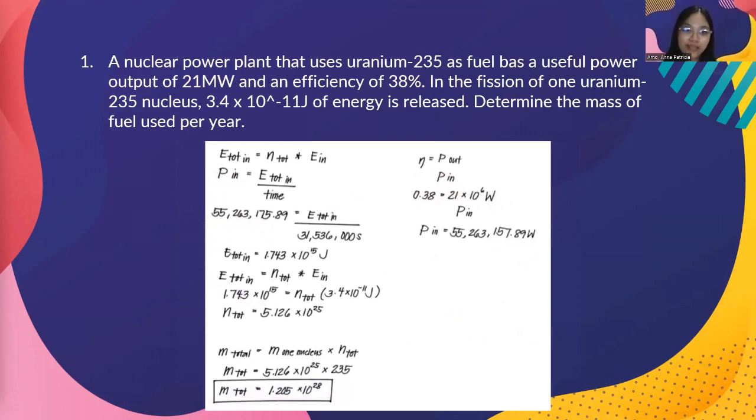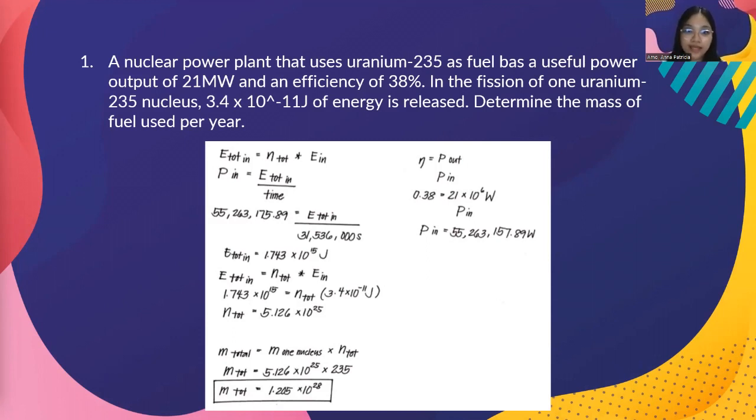Okay, so in order to find our total nuclei, the formula that we would be using is E total in is equal to the total number of nuclei times our E in. So our E in, that is our 3.4 times 10 to the negative 11 joules of energy. So we don't have our total number of nuclei, and we also don't have our E total in. So in order to find that, we have to use the formula P in is equal to E total in over time. So we have our time, which is 1 year, but we will be converting to seconds. So we don't have our power in. However, we have our efficiency and we have our power output of 21 megawatts.